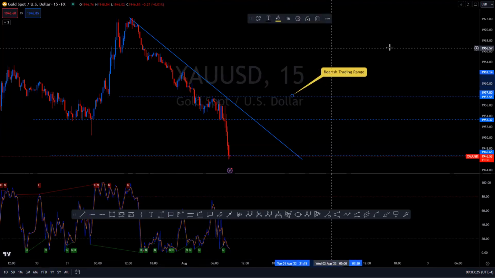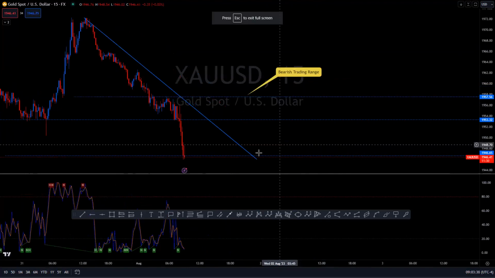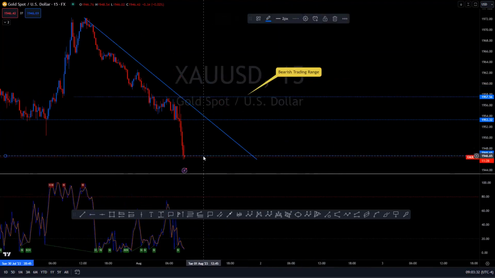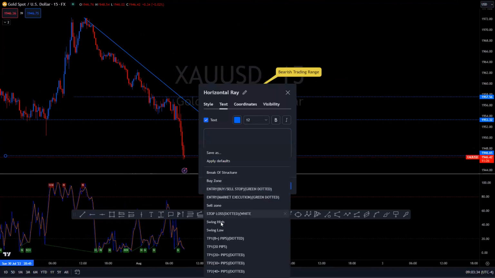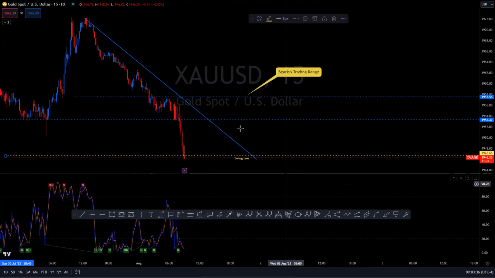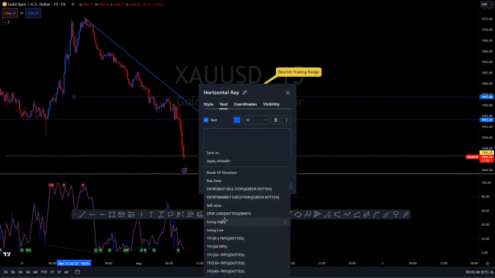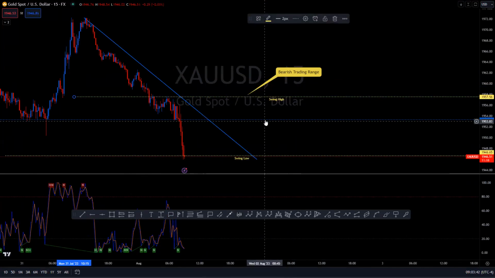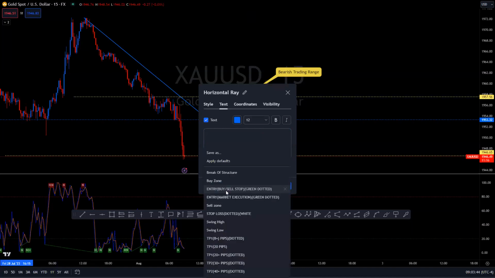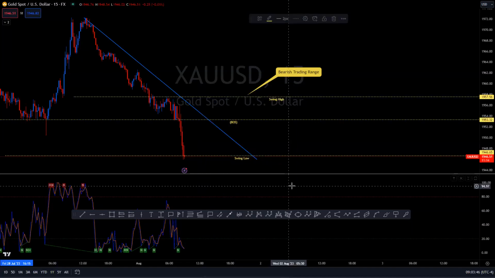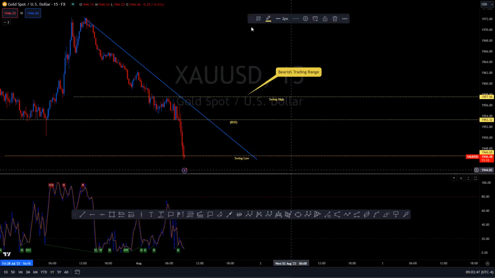So let me save my progress. Then we're going to label these trading ranges. So this is our swing low. This is our swing high. This is our breaker structure. All right.